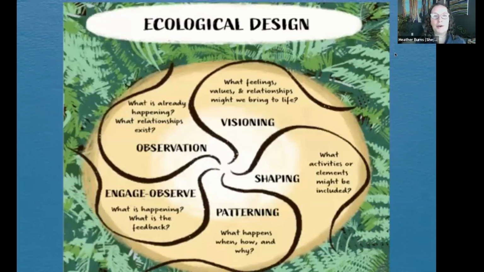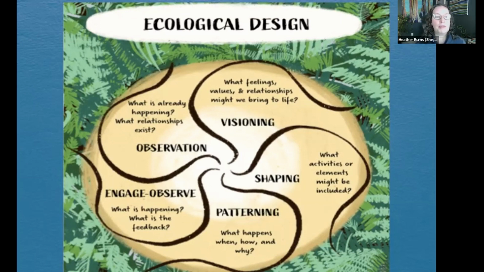So this is a way that ecological design can be enacted or done. It is a nonlinear process that typically begins with observation. Really in designing something, designing a learning scenario, a sustainability learning scenario, we might say, we start with observation, looking deeply at what is already happening, what relationships exist, and then move into visioning, looking at what feelings, values, and relationships we might want to bring to life.